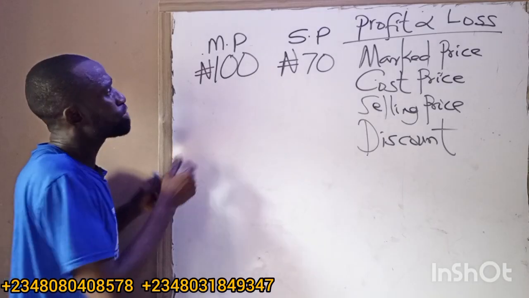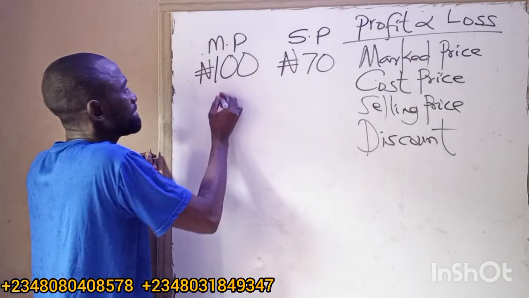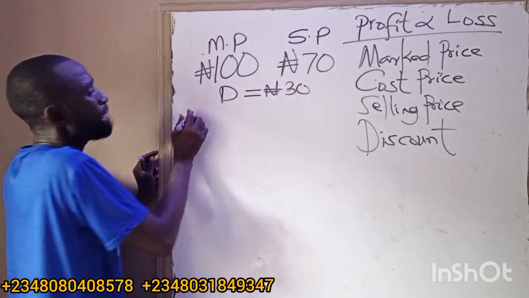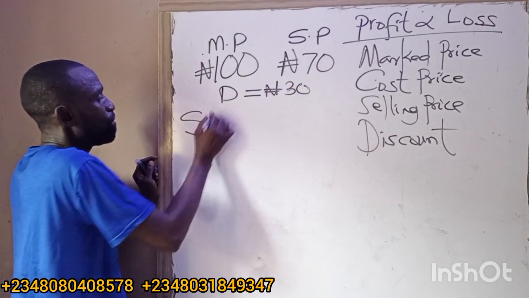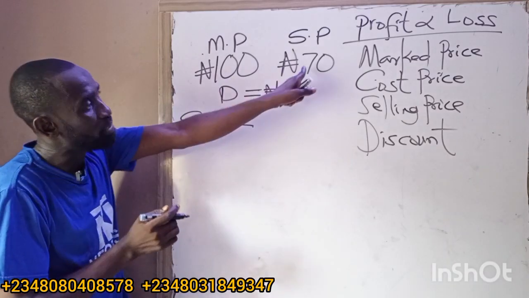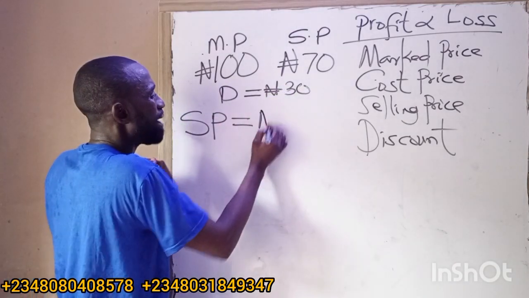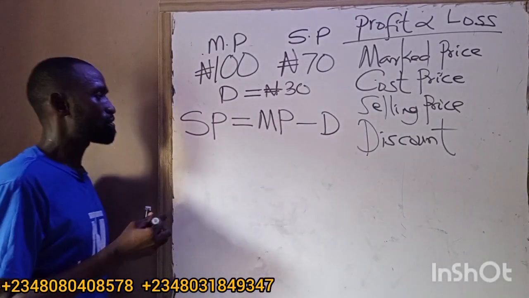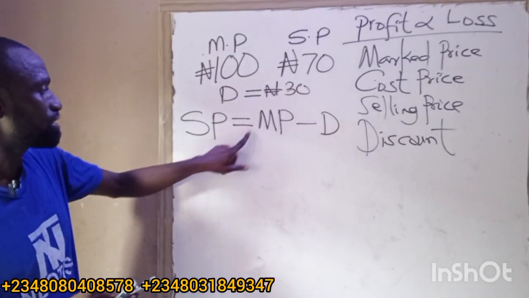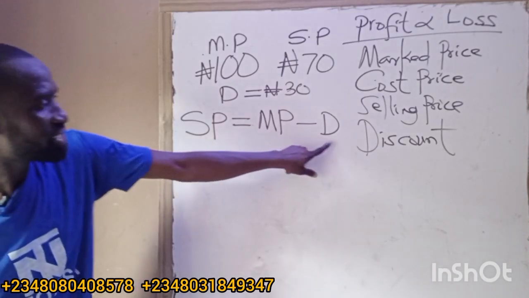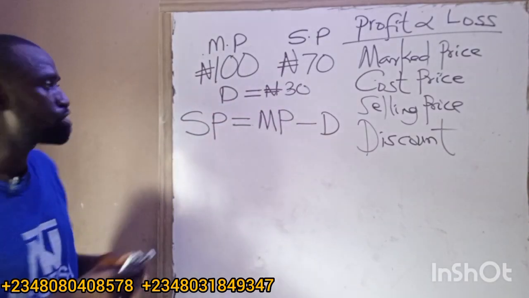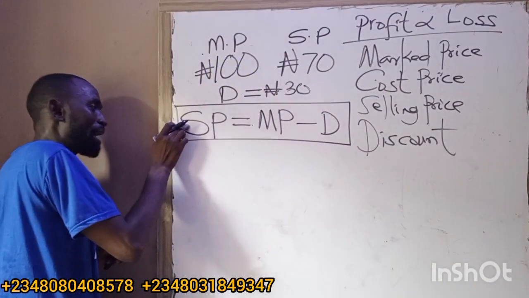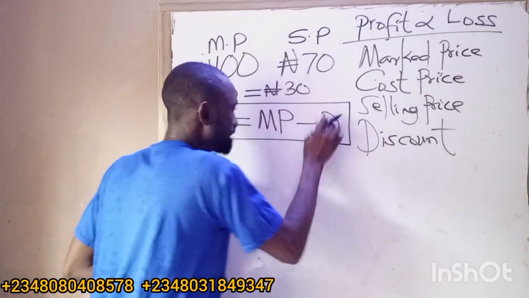So if I want to get a discount, that discount given is 30 naira. So how do I get this 30 naira? It means my selling price, which is 70 naira, is equal to the mark price minus discount. Are you with me? So selling price 70 naira is equal to 100 naira minus 30. What's 100 minus 30? That will give us 70. So this is a very strong formula that connects selling price, mark price, and discount.